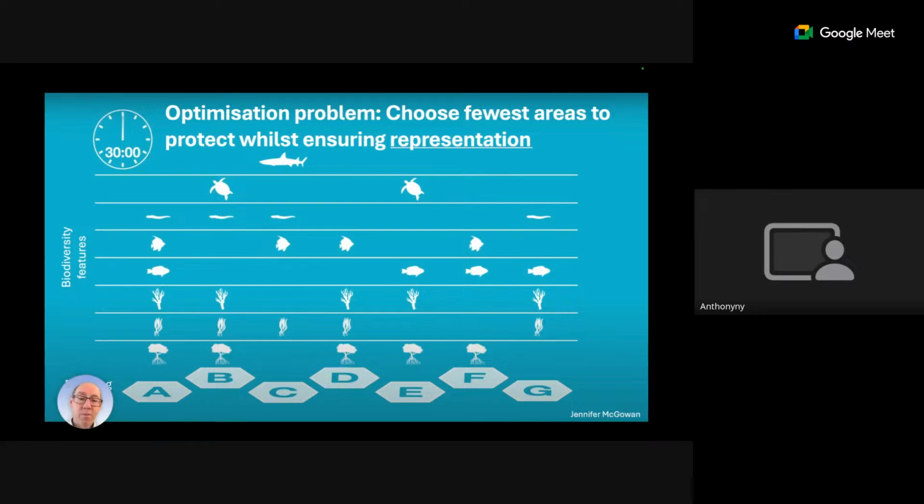And the idea here is we need to choose the fewest areas to protect. The more areas that we protect will be more expensive. You know, it might affect fishing, for instance. But we need to ensure representation. We need to get at least one example of each of the different types of biodiversity there. So I'm going to give you 30 seconds to have a look at how you can best solve that problem. All right, so starting now.